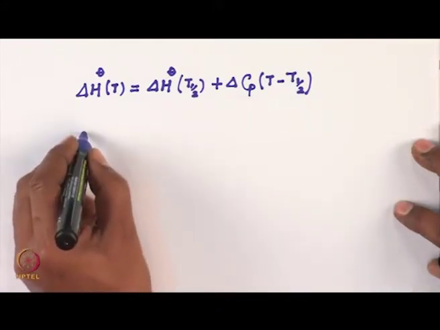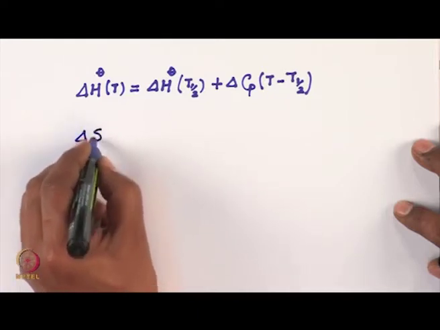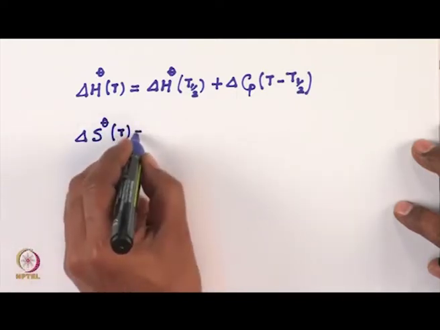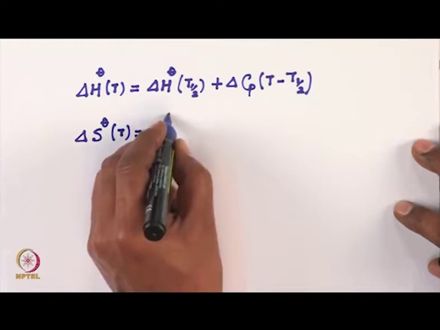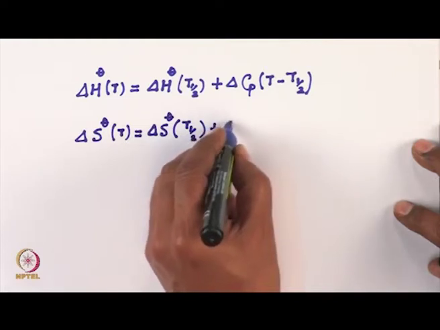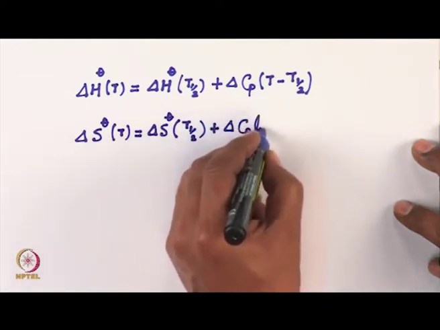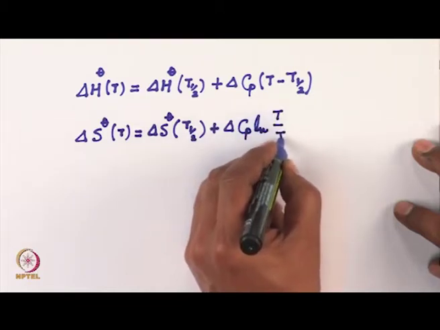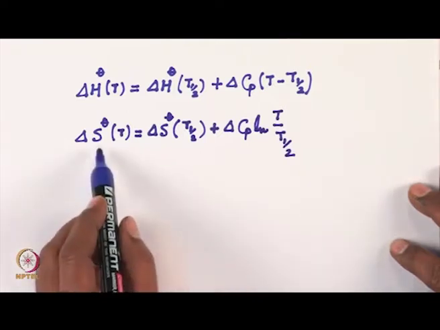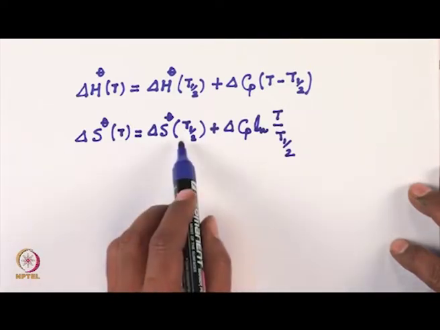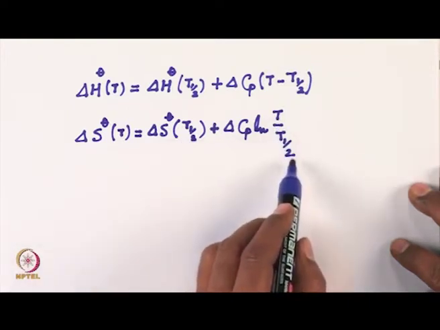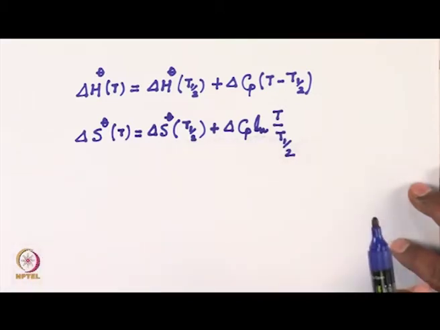Then let us recall delta S naught at any temperature will be equal to delta S naught at T half plus delta Cp log T by T half. This equation we have discussed many times, that entropy at any temperature is entropy at a reference temperature plus Cp log T by T reference temperature, and I am introducing just deltas in that equation.